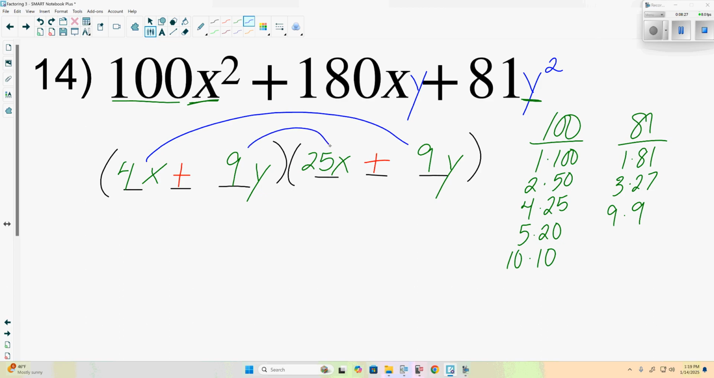4x times 9y. Well, 4 times 9 is 36. X times y is xy. That's where we get that xy, that middle term value. 9y times 25x would be plus 225xy. So we have 261xy. And again, we need a place to start, so we have to pick one of them.